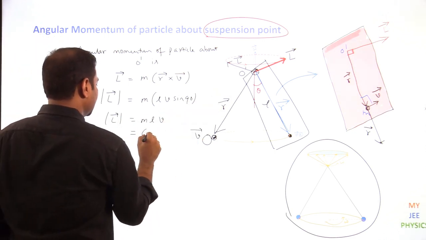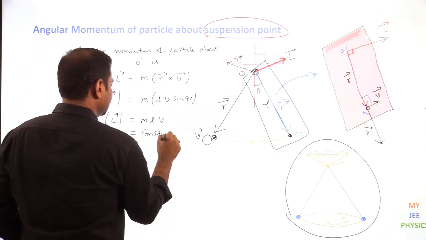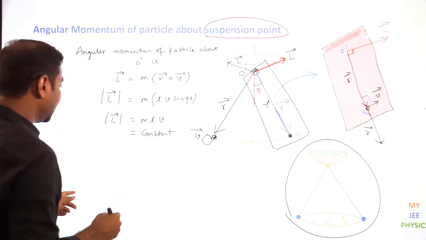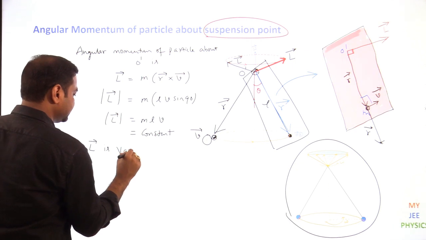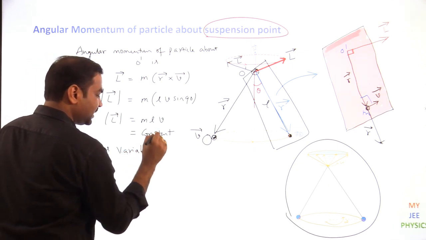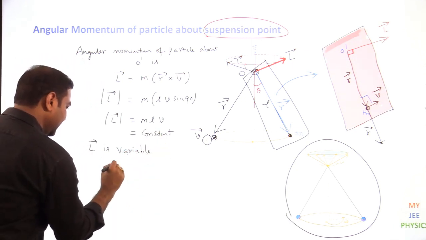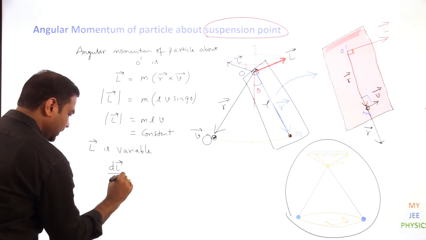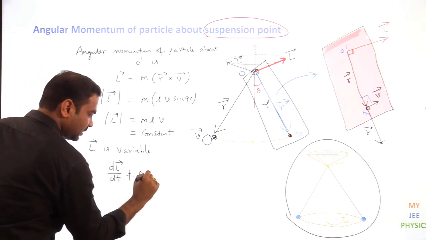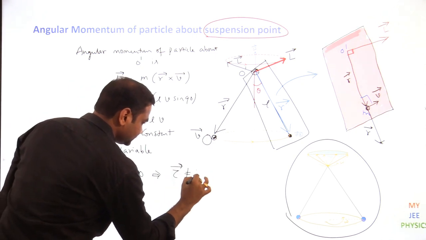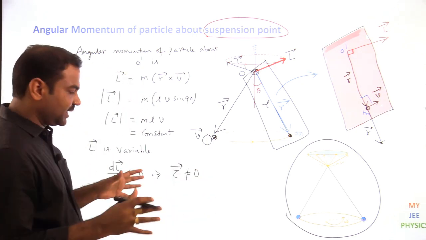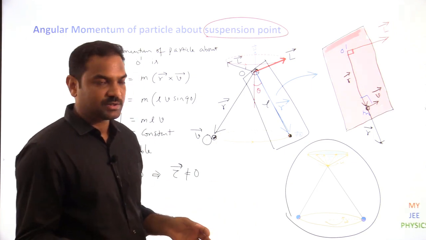I can write this down as what? Magnitude is constant, but L bar is not constant. L bar is variable. Then I can write dL bar by dt not equal to 0. That implies torque value is not equal to 0. Okay, good. We reached one place. Torque value not equal to 0.